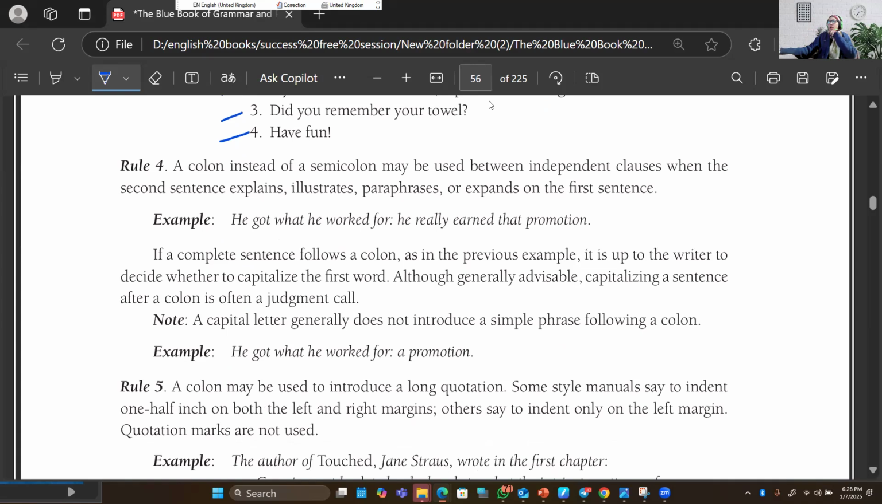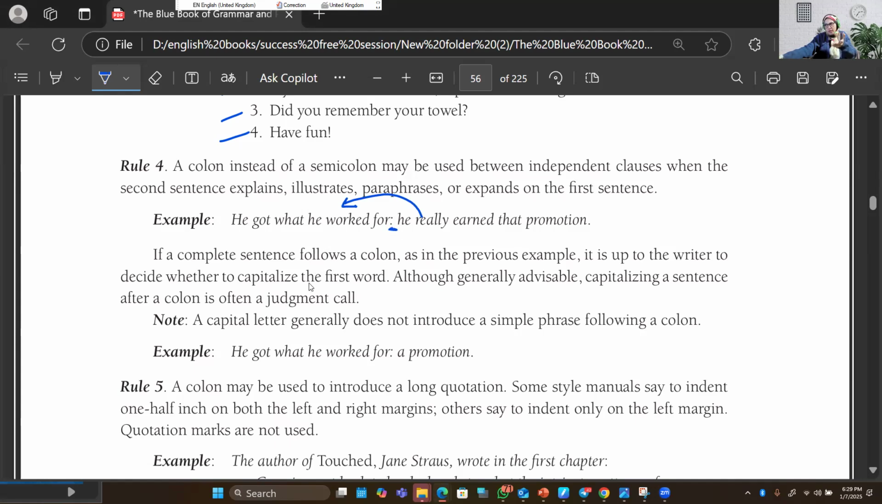Okay, I can use a colon instead of a semicolon, maybe used between independent clauses when the second sentence explains or illustrates. This one is really advanced, by the way. Okay, he got what he worked for. He really earned that promotion. Actually, this one can use a semicolon instead of it. Okay, if this one is illustrating that one, you can use a colon.